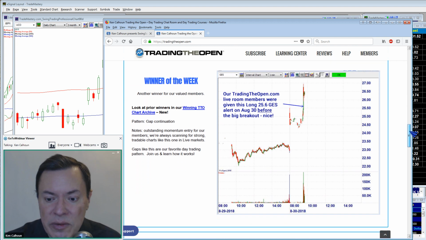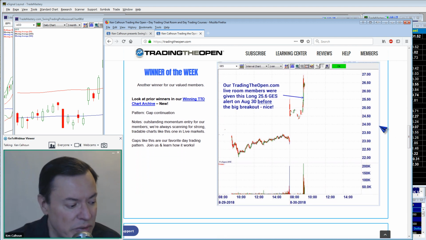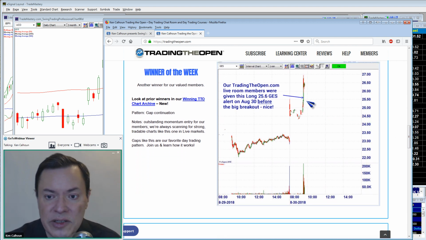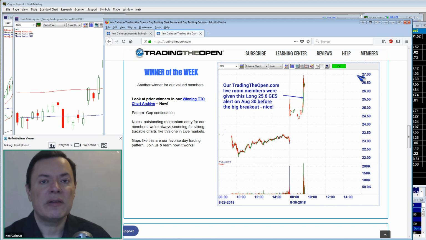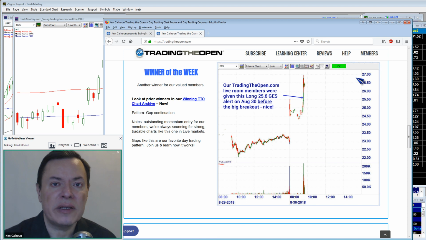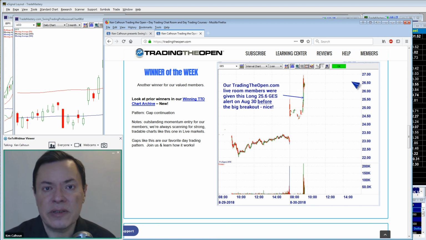That was our winner of the week from the 30th, which was day before yesterday, GES. Nice big run up. This is a classic bullish cup gap with a bullish cup breakout, and buying right above the high there made sense. It ran all the way to the whole number 27 before the pullback. That's another core strategy I teach at Trading the Open, is whole number resistance and support levels in concert with gap continuation momentum runners on high volume. And so look at this volume, right? What a chart.